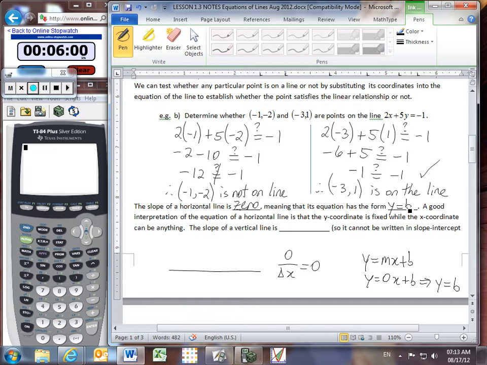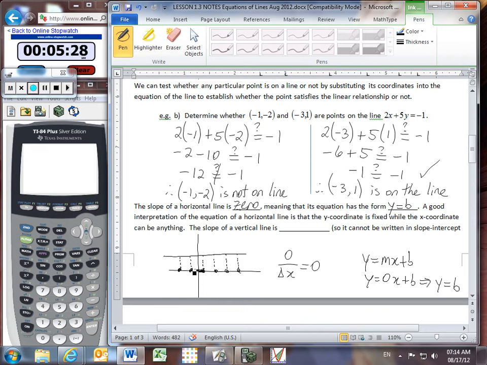Let's just think about what's going on. A good interpretation of the equation of a horizontal line is that the y-coordinate is fixed, while the x-coordinate can be anything. So if we're looking at, say, a set of axes here, and this is our line along here, you'll notice that what's true, even though the x value changes, is that the y-coordinate is fixed every time at a particular value. That happens to be the y-intercept, b.